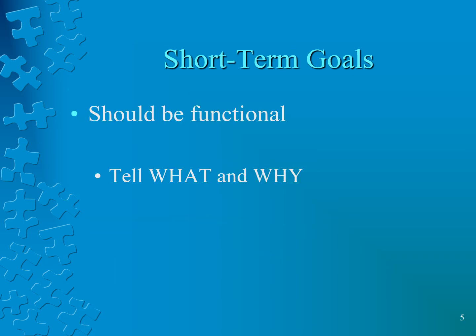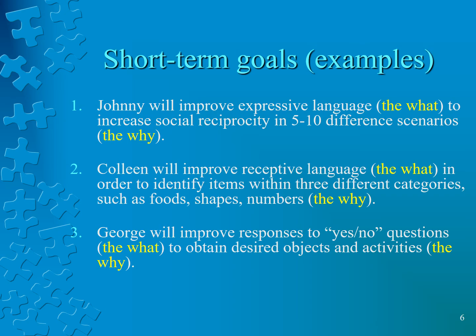So when we think about short-term goals, they should be functional and tell the what and the why. So here are some examples. Johnny will improve expressive language, which is the what, to increase social reciprocity in 5 to 10 different scenarios, the why. The second one, Colleen will improve receptive language, which is the what, in order to identify items within 3 categories, such as food, shapes, numbers, the why. George will improve responses to yes-no questions, which is the what, to obtain desired objects and activities. Again, that's the why. So I hope these examples help you in thinking about short-term goals.